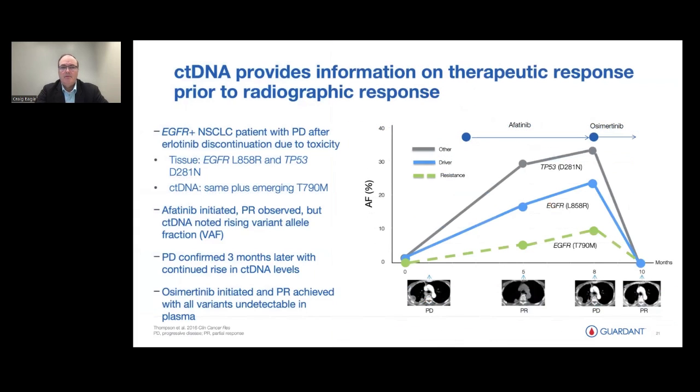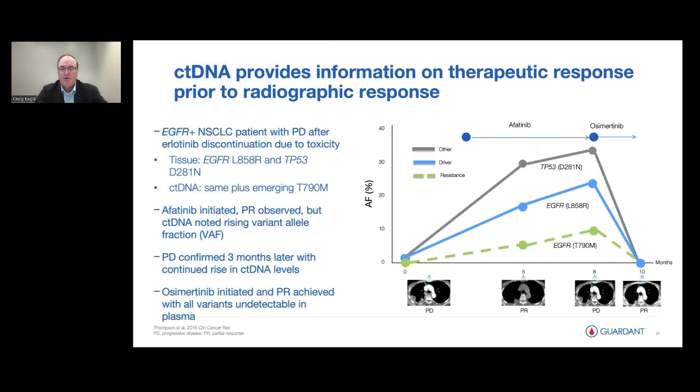And here's an example of monitoring through circulating DNA on the therapeutic response prior to radiographic response. And this is just an example, again, somebody with lung cancer who had progressive disease after stopping erlotinib therapy, a therapy used for lung cancer, due to toxicity. And you can see here that when you look at the blue line suggests that they start treating the patient with afatinib after toxicity of erlotinib. But you can see here on the blue line, EGFR with the mutation L858R actually started to increase in the blood.